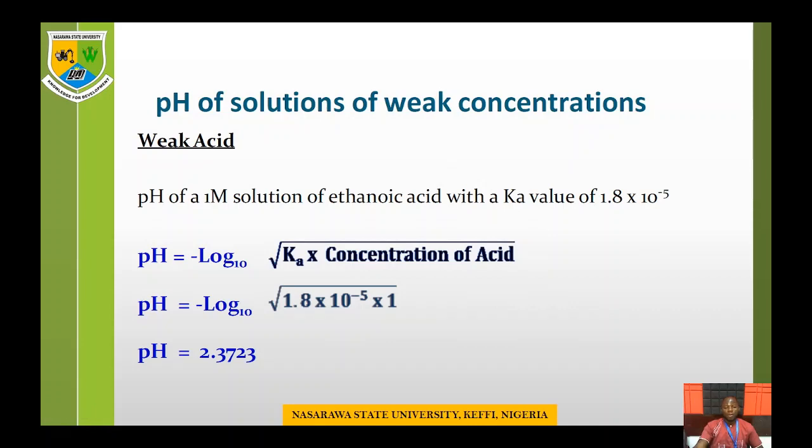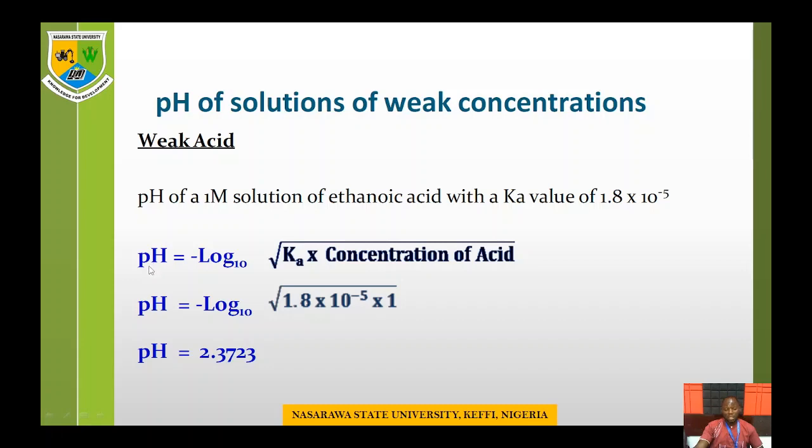So for pH of solutions of weak acid concentrations, the pH of a 1 molar solution of ethanoic acid with an equilibrium constant value of 1.8 times 10 to the minus 5. So this is an example of the previous explanation. Ethanoic acid is an example of a weak acid.